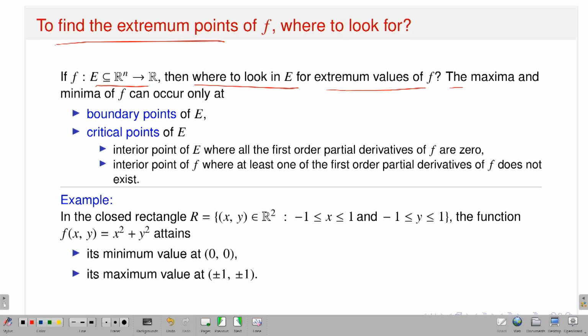So that means for the maxima and minima, I conclude that yes, look, the maxima and minima of your function f can occur only at, what are the points? You have to check the boundary points of that set E, and then you have to consider the critical points. Now boundary points means what?